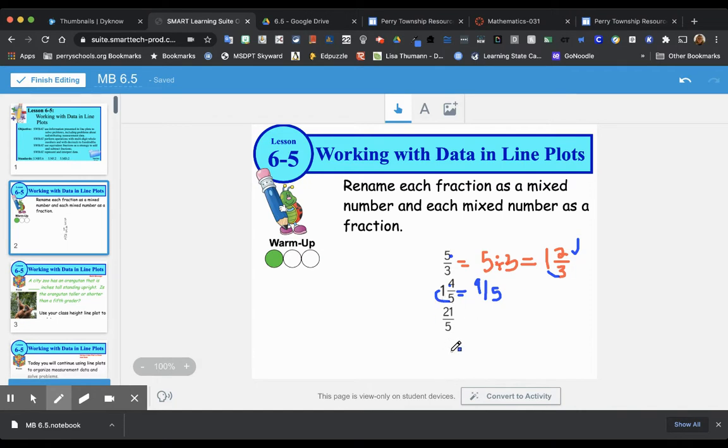And finally, our last one, 21/5. We're going to do that same thing of 21 divided by 5. So when we think about how many times can 5 go into 21 without going over, that would be 4. And we would have 1 left over, which would give us 1/5. And again, let's check that thinking by taking 4 times 5, which is 20, and 20 plus 1, which would give us that 21/5.